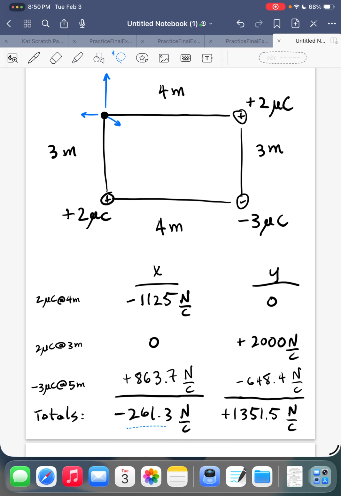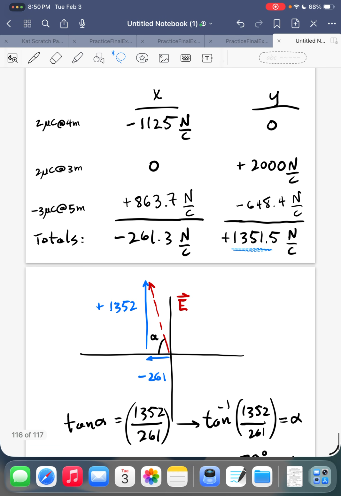So think of this. It's going in the negative x direction, and then it goes up in the positive y. What does that look like? Well, it's going to look like this. So here we go. This is our negative 261 in the x direction, that's this, and then positive 1351.5, which is about 1352, up like that.